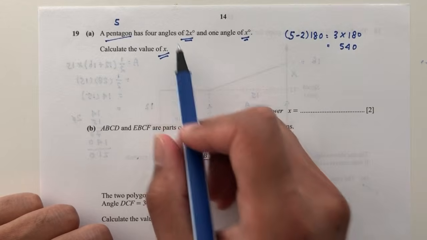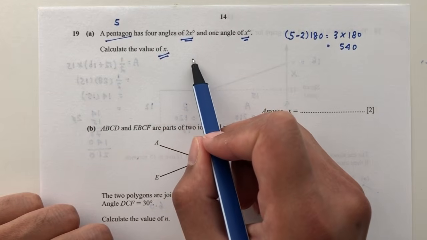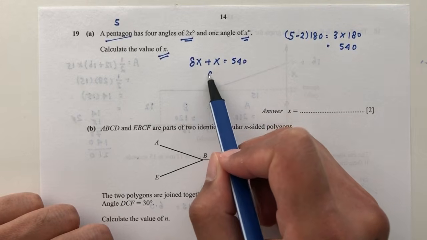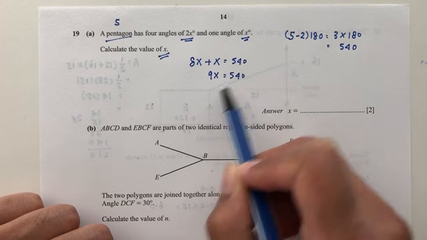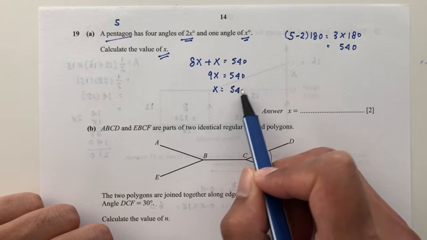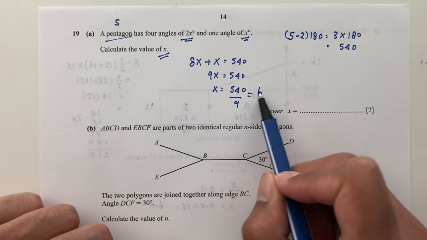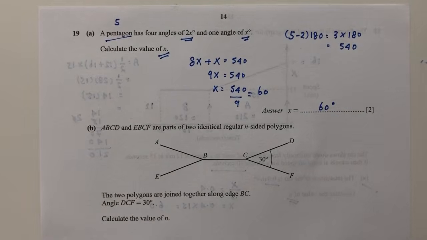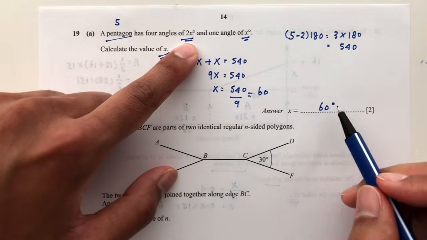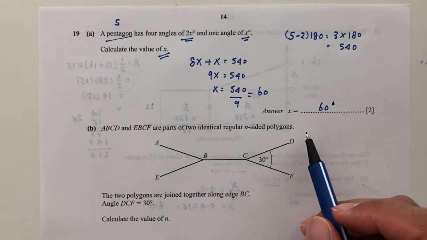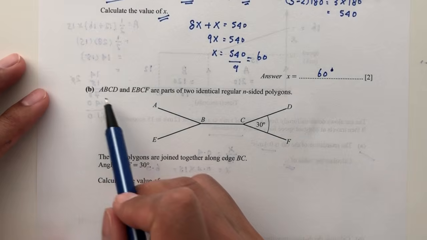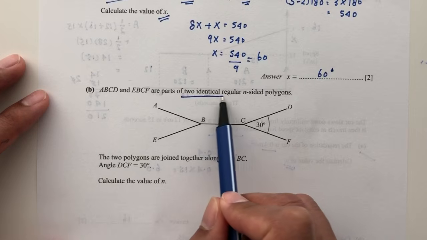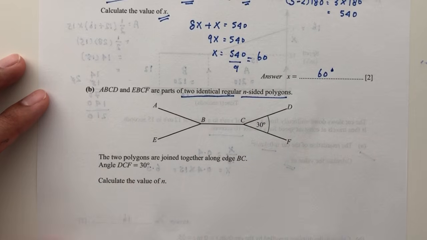Now we have to find the value of x. It says you have 4 angles of this. So 4 times 2x will be 8x plus x equal to 540, which is 9x equal to 540. x will be 540 divided by 9. That will be 60. So x will be 60 degrees. You don't need to write degrees, but 60. Now question part B, we have A, B, C, D. A, B, C, D are parts of two identical n-sided polygons. Okay, great.